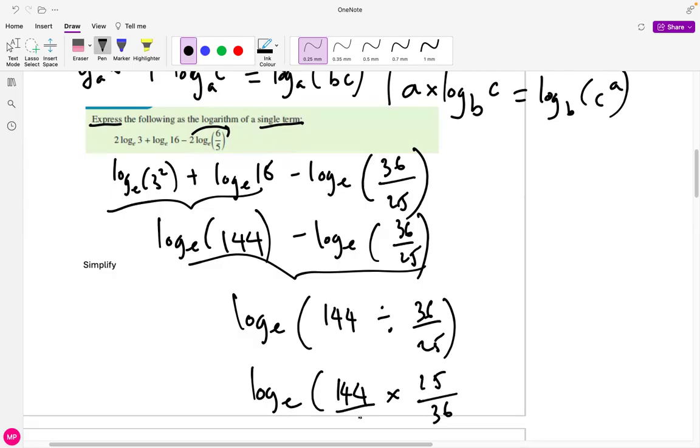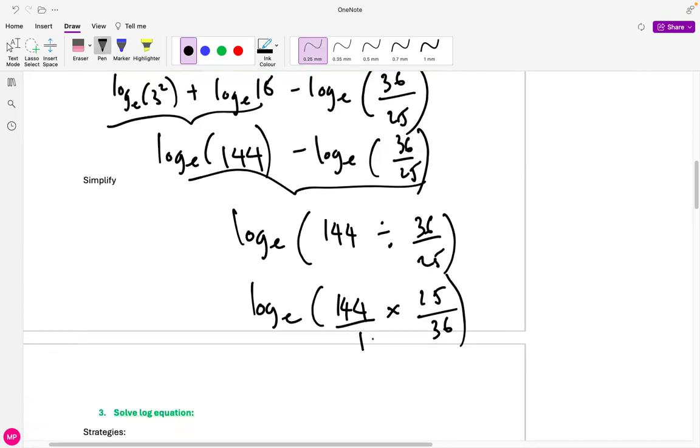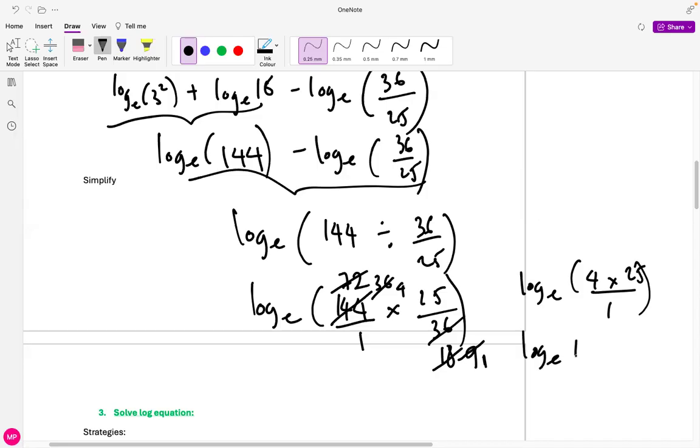So make 144 over 1, then we simplify them. 144 going to 36, how many times? So we can halve it. So that's 72. Half of 36 is 18. Then we can halve further. Half of 18 equals 9, and half of 72 is 36. And then we can divide it by 9. So it's 4 times, and that's 1. Okay, so we would have 4 times 25, log a of 4 times 25 over 1, which is log a of 100. There you go. We leave it in one single term.